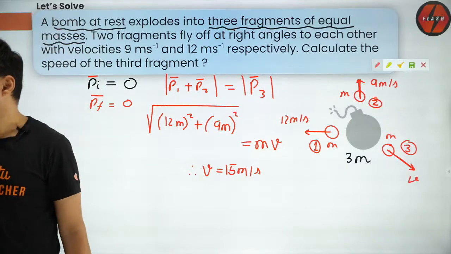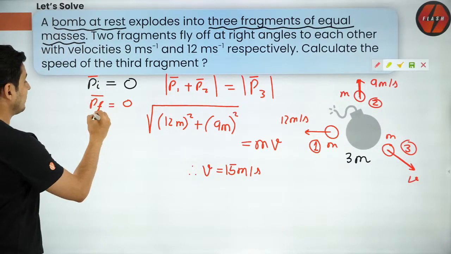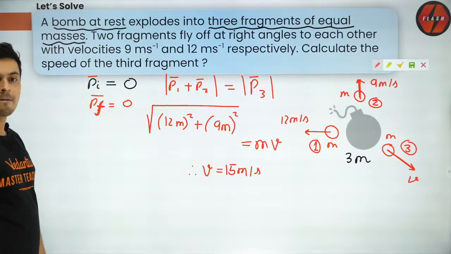P1 has mass and velocity. No, this is P final. This is not P1. This is P final. Be careful.